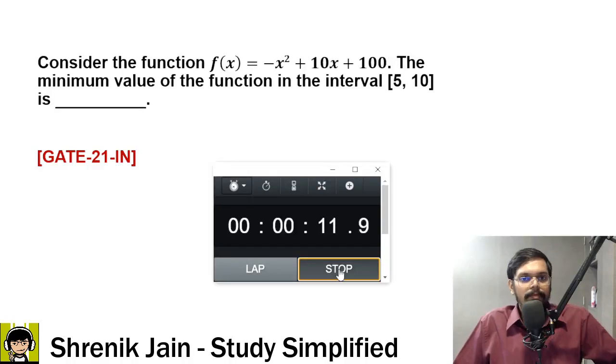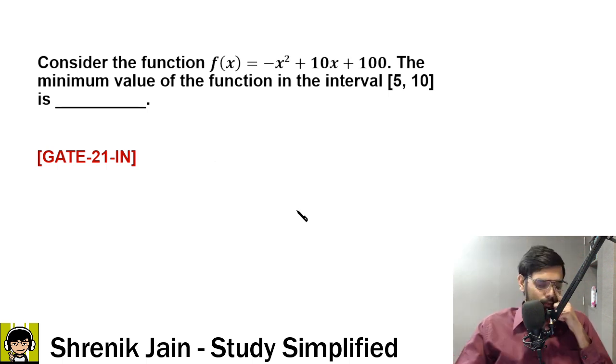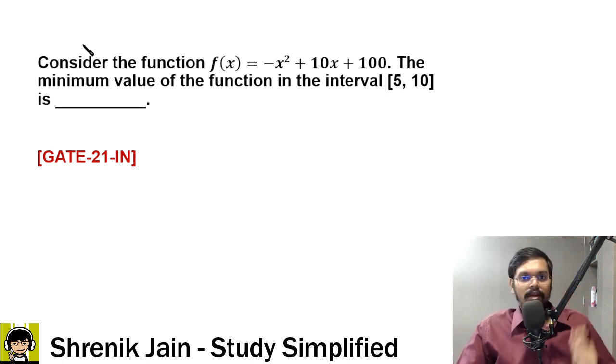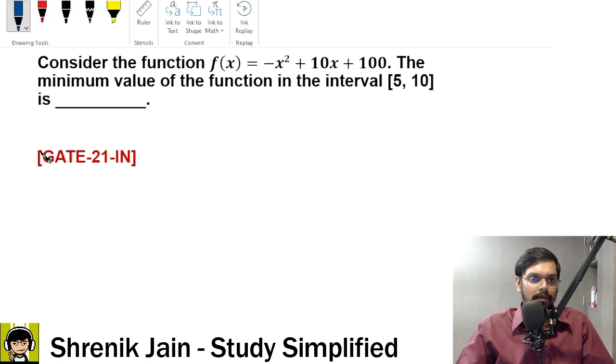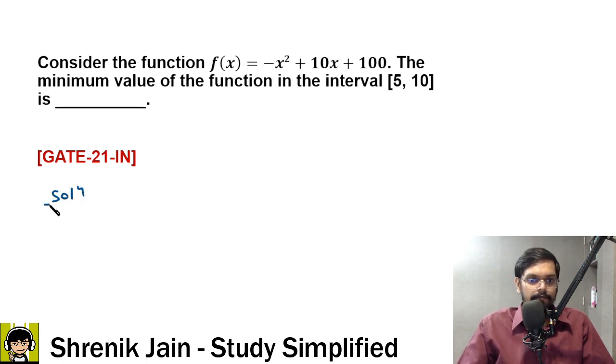We have a function. You have to find the minimum value of the function in the closed interval 5 comma 10. Those students who are saying 100, yes, you are absolutely right. The reason being, first you have tried normally. Sir, we have a function.